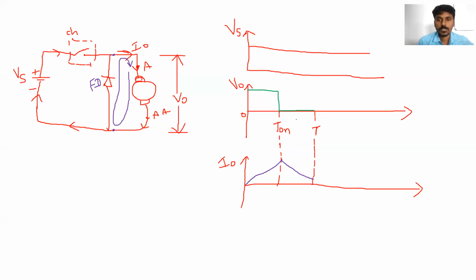So when the switch is in the on condition, the output voltage is present. When the switch is in the off condition, the output voltage becomes zero, but the current is still flowing. In case of a resistive load, the current waveform is also like this, because voltage and current waveforms are the same. But with an inductive load, the current waveform will be different.